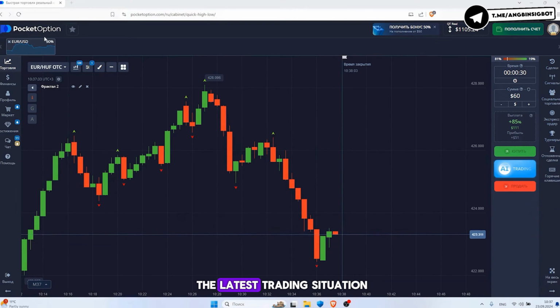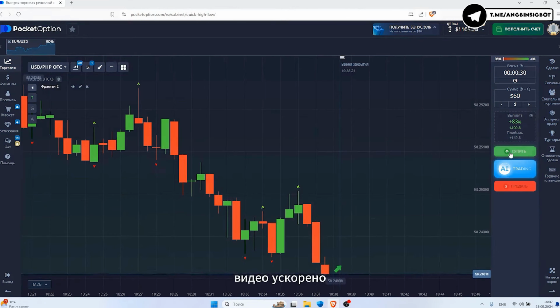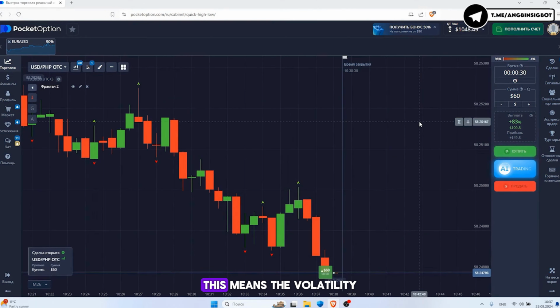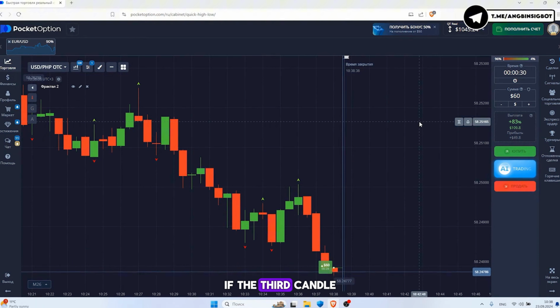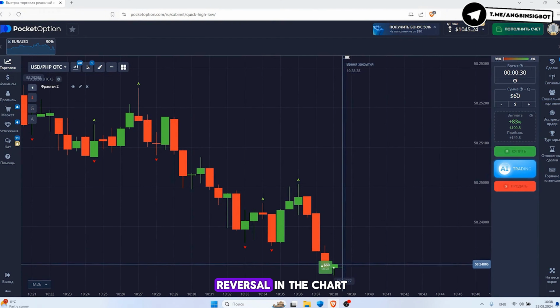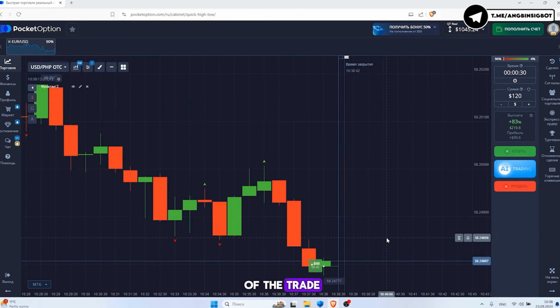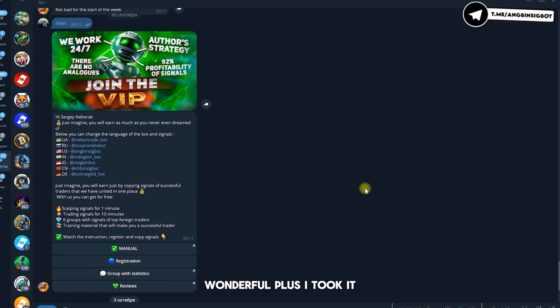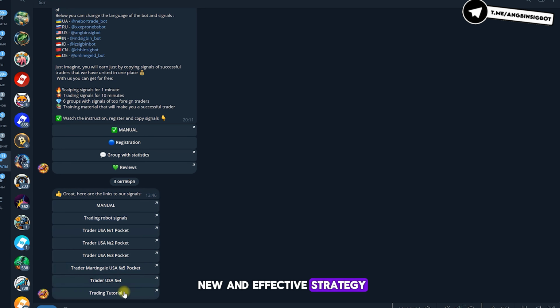Let me look for the latest trading situation. We see 3 candles down, candles of normal size. This means the volatility is good. I assume that on the new candle, if the third candle closes down, there will be a reversal in the chart, and I will take a profit. Let's see the result of the trade. Wonderful. Plus, I took it. This is such a new and effective strategy.